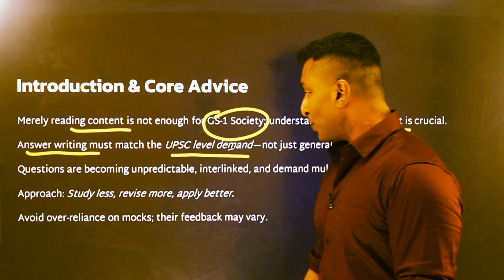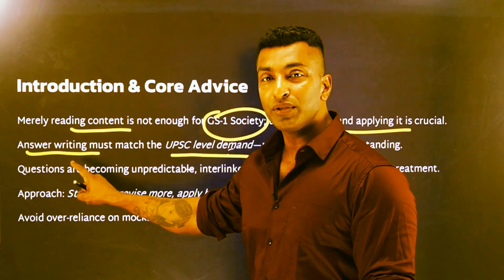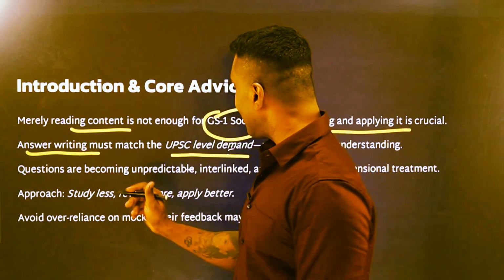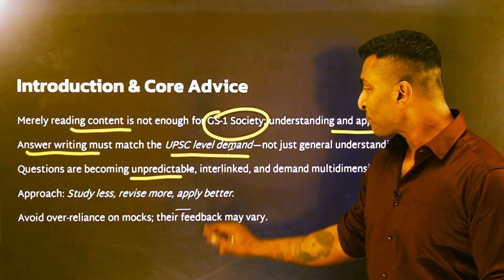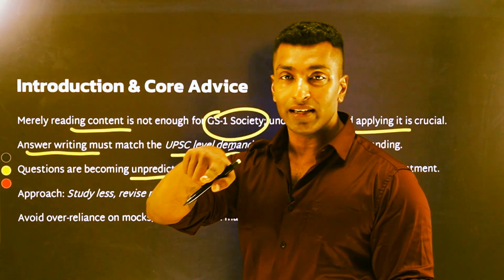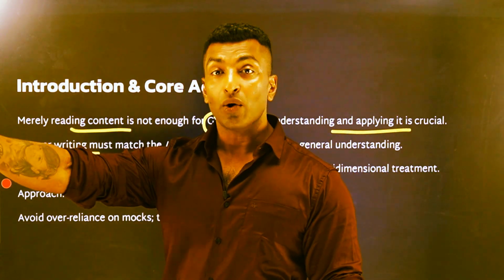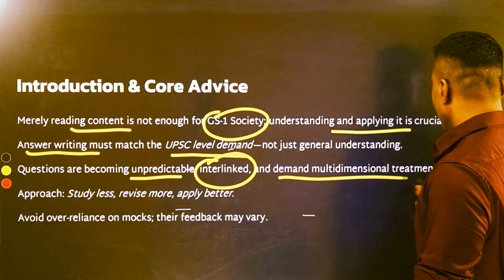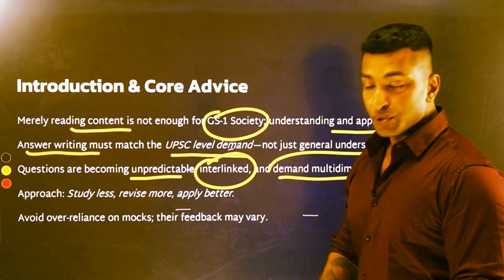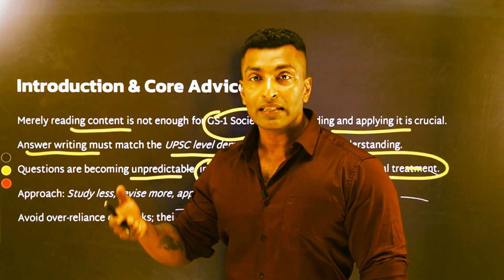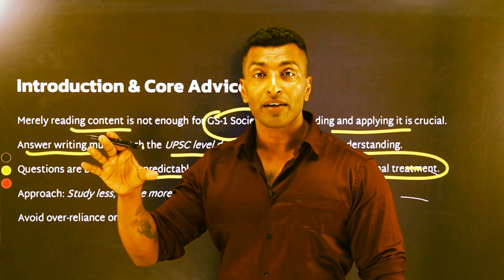These days, if you see the questions, almost all these common areas are exhausted. Now you are getting unpredictable questions and mostly interlinked: caste and marriage interlinked, caste and family interlinked, women, caste, old age interlinked. So these are interlinked, and multi-dimensional treatment is what is actually required. You will have to take one dimension and answer that. You may need to answer in different parts also. So you need to have that kind of understanding.